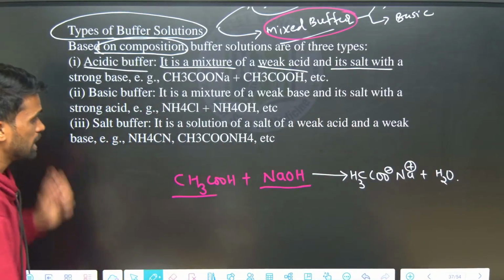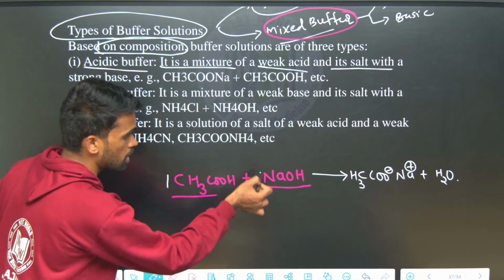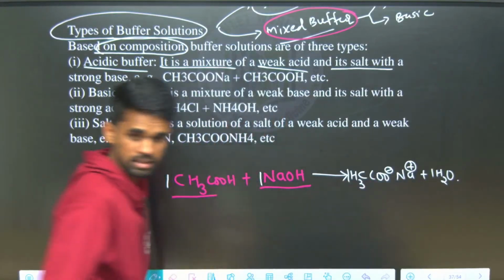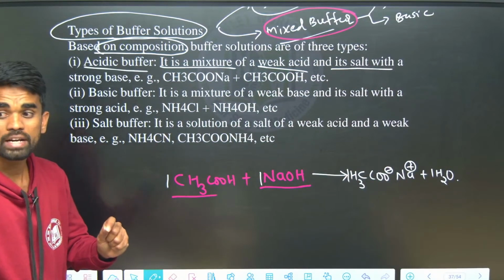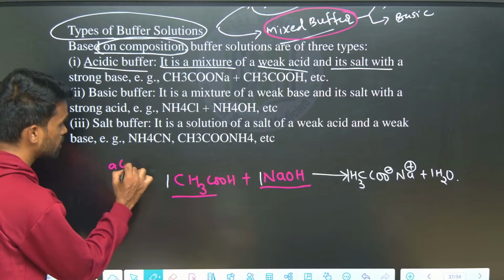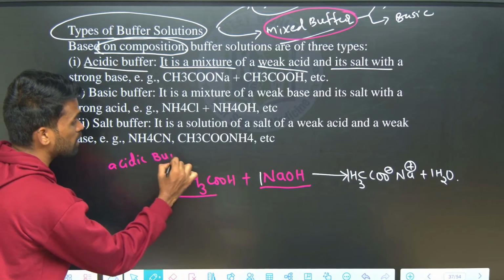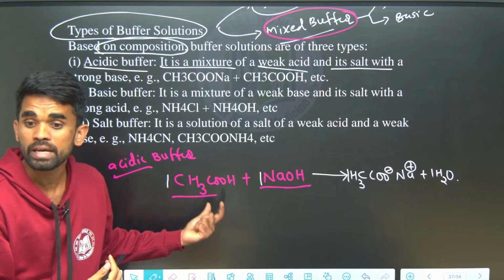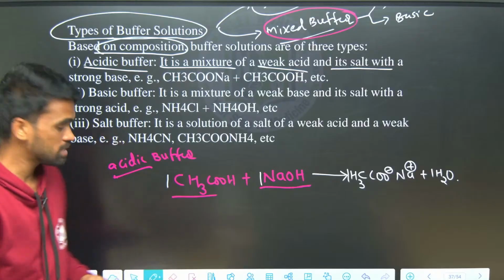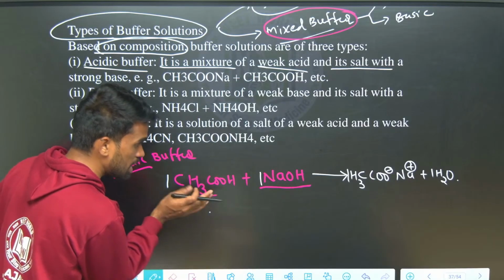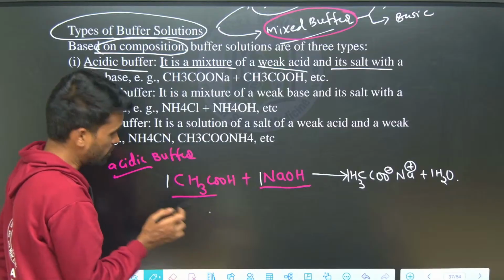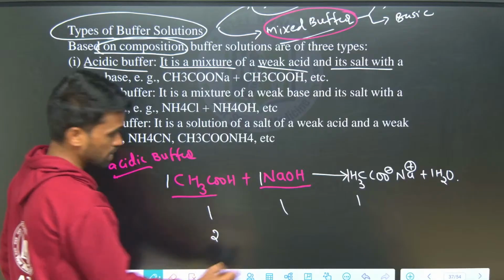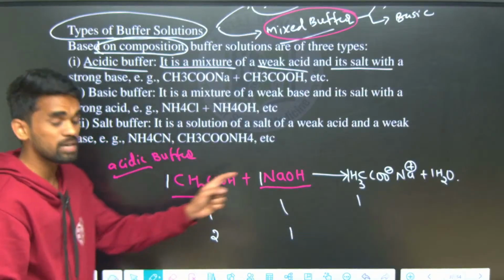Look here, if I take 1 mole of this and 1 mole of this, how much salt is formed? 1 mole. But what I told you, acidic buffer means the buffer is acidic, which means the acidic composition should be major. So by taking a little excess of the acid over this base, what happens? Instead of taking 1 mole to get 1 mole, if I use 2 moles here and only 1 mole of base, then the resultant mixture will contain what?